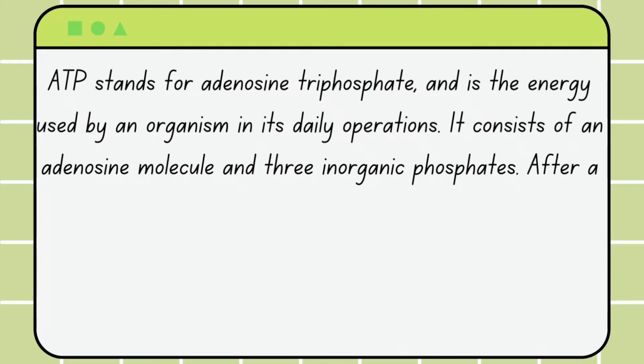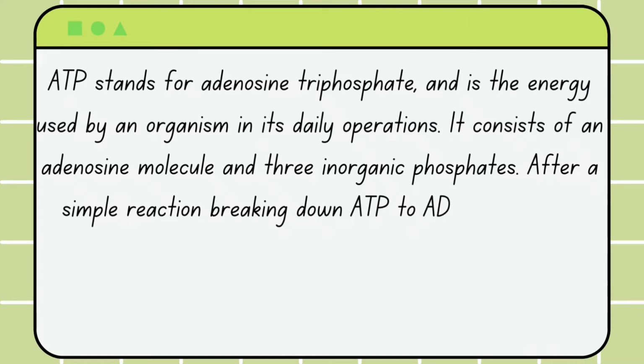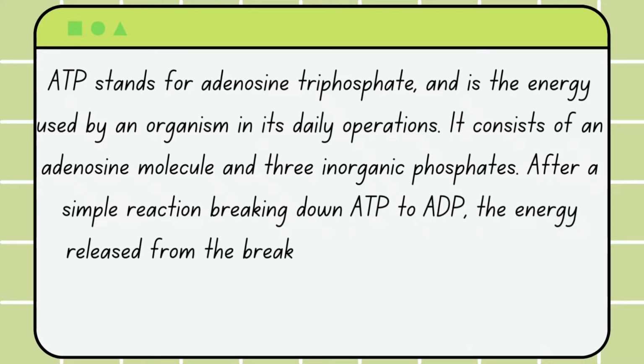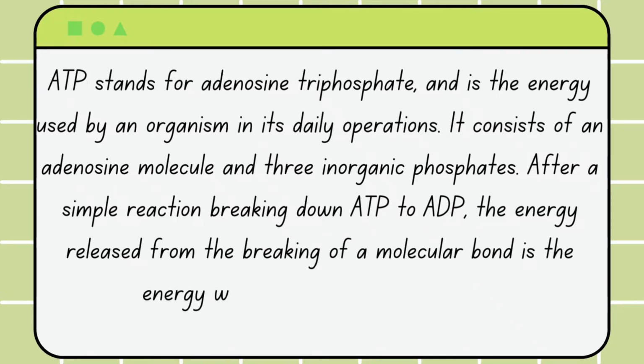After a simple reaction breaking down ATP to ADP, the energy released from the breaking of a molecular bond is used by the cell. ATP contains three phosphates, and when it is converted to adenosine diphosphate or ADP, a phosphate is removed and energy is released that the cell can use for processes like movement, synthesis, and active transport.